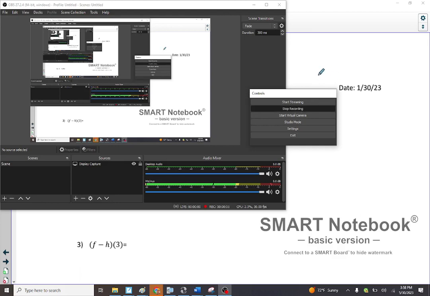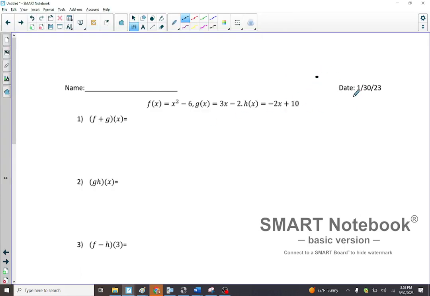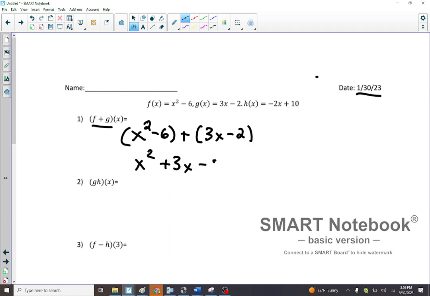So the first thing we learned this semester was function operations. For example, if I say f plus g, that means I'm just going to take the function f, so x squared minus 6, and add it to my function g, 3x minus 2. Just add them together: x squared plus 3x minus 8.